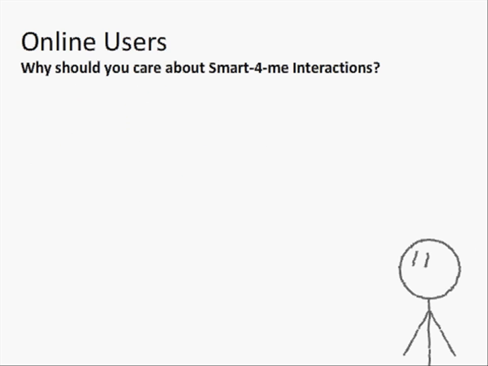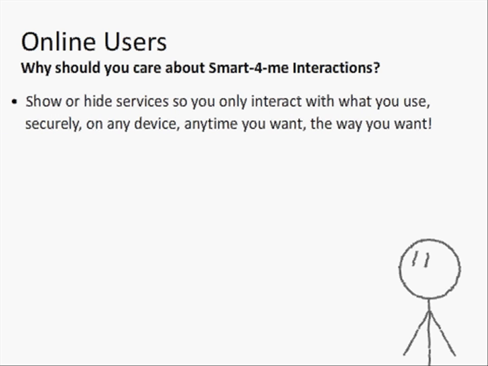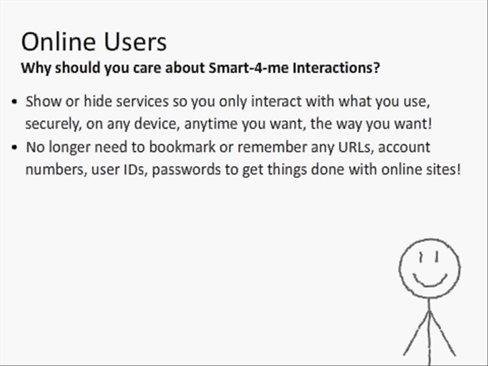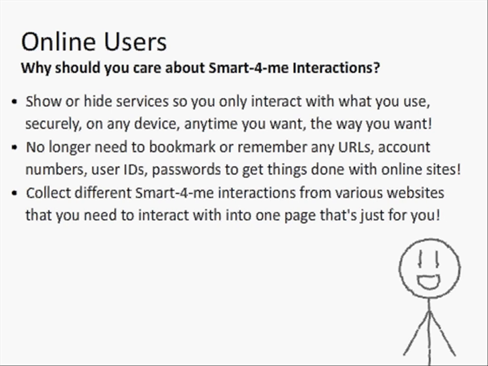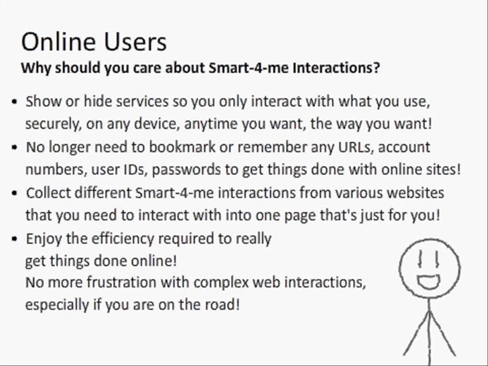Online users, why should you care about Smart-4-me interactions? You can show or hide services so you only interact with what you use, securely on any device, anytime you want, the way you want. You no longer need to bookmark or remember any URLs, account numbers, user IDs, and passwords to get things done with online sites. You can collect different Smart-4-me interactions from various websites that you need to interact with into one page that's just for you. With that, you will now enjoy the efficiency required to really get things done online, and you will no longer be frustrated with the complexity of web interactions, especially if you're on the road.